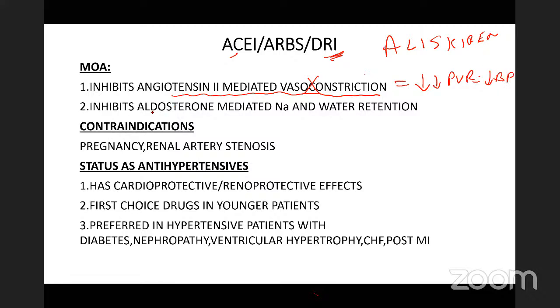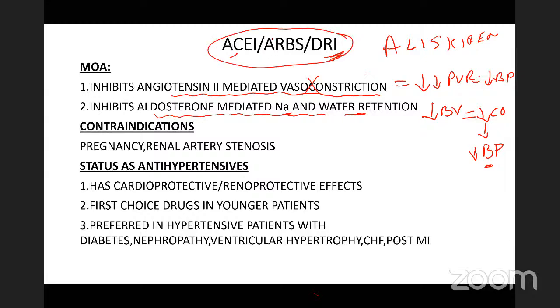In the renin angiotensin pathway, aldosterone also will be inhibited. There is no sodium and water retention. When there is no sodium and water retention, the blood volume comes down. We know when blood volume comes down, cardiac output decreases, BP comes down. This is the antihypertensive mechanism of these ACE inhibitors, ARBs, or direct renin inhibitors.